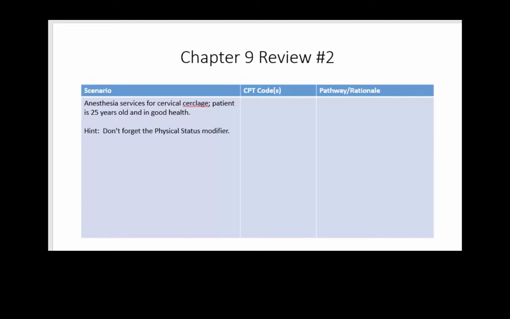This is typically done when, let's say, a patient is pregnant and the cervix wants to dilate and the baby's not ready for delivery. The doctors will go in and actually sew the cervix together. This is an anesthesia service for that procedure. Don't forget the physical status modifiers. Then your main term would be anesthesia, cervix, and then there's your code. We would use a P1 physical status modifier because it is a healthy patient, so it's, quote, normal patient.